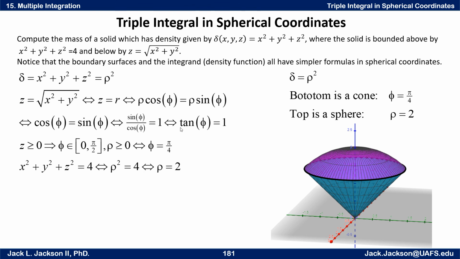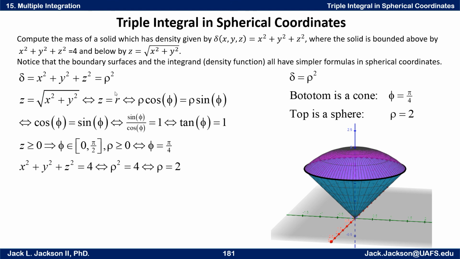Okay, and so what do we get? Well, we get a constant here. If the tangent of phi is 1, then phi has to be pi over 4 with those conditions. And we can choose it so that rho is a positive number. We've got phi is constant for this surface on the bottom. So that's just a cone.